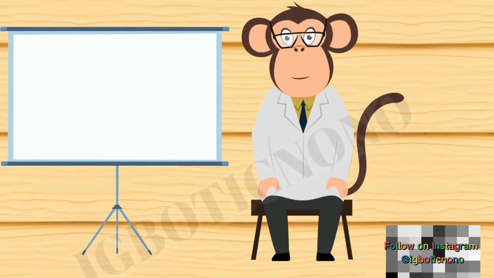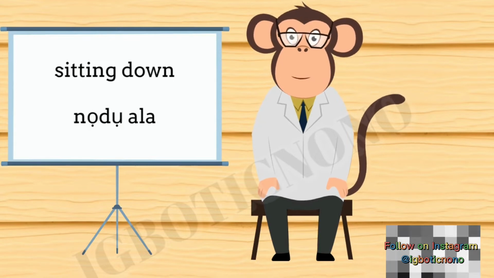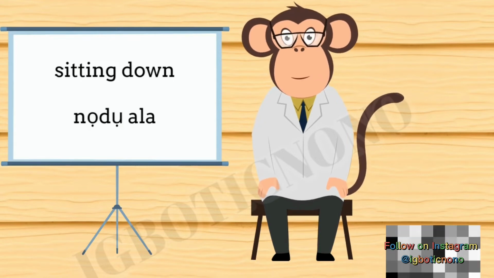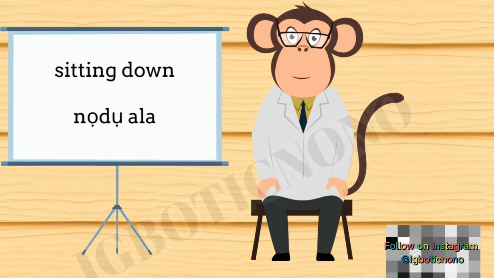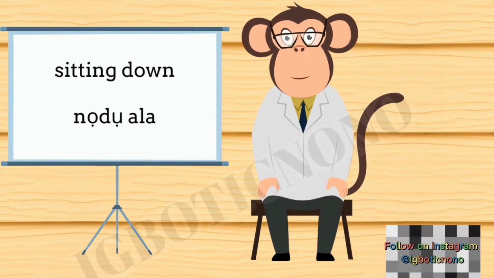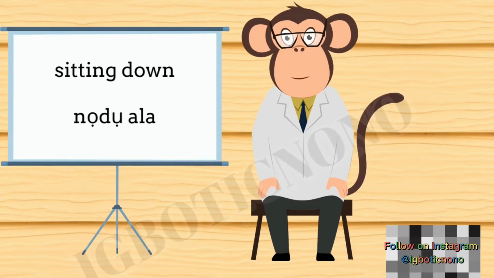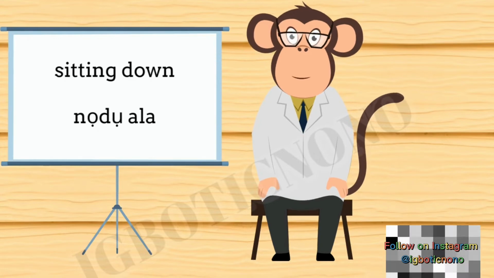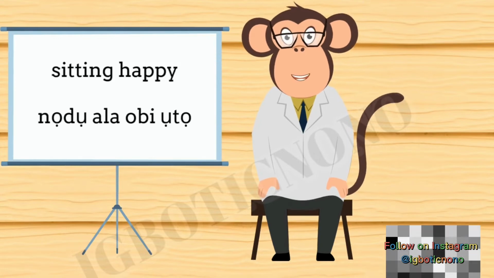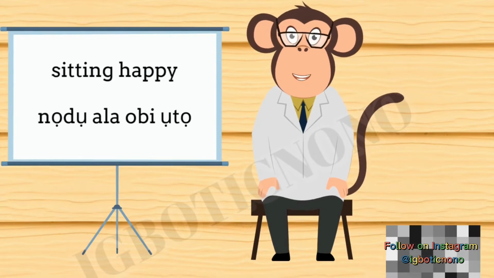It just depends on the dialect, but it all means the same thing. Somebody can say nodo, ala. Somebody can say nodo, odo. It means sit down. So you can have a visitor and you tell the person, welcome. Nodo, odo. Nodo, ala. It's usually said. When you tell somebody welcome, next is to tell the person to sit down.